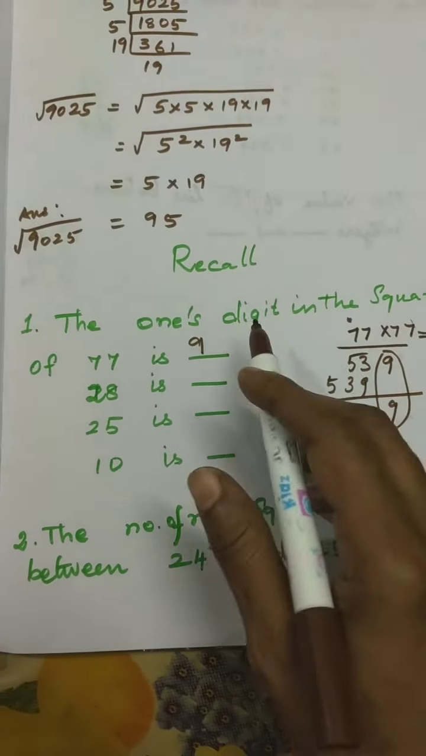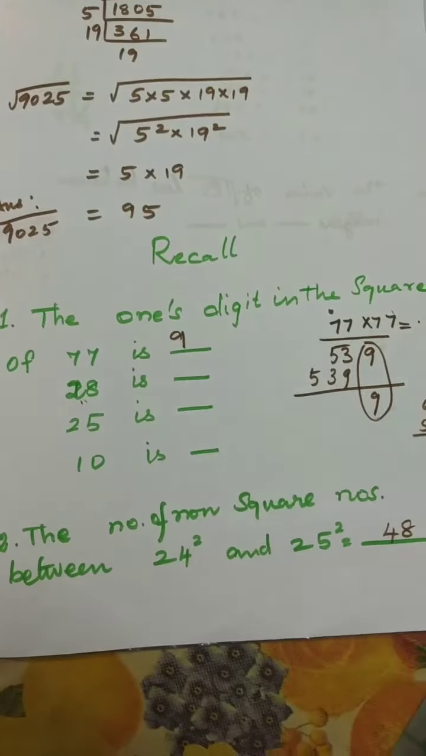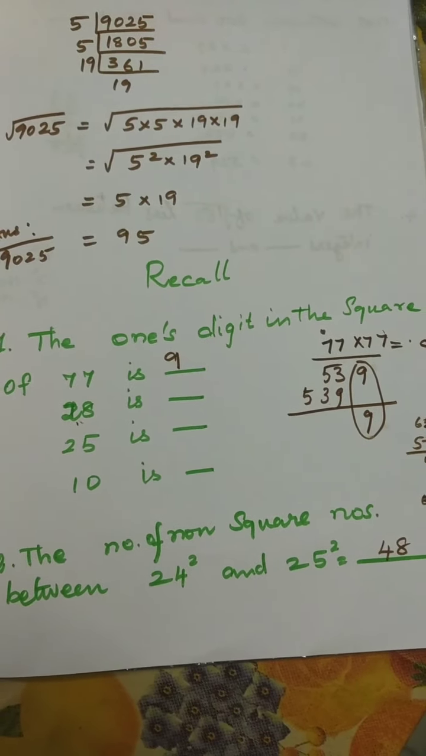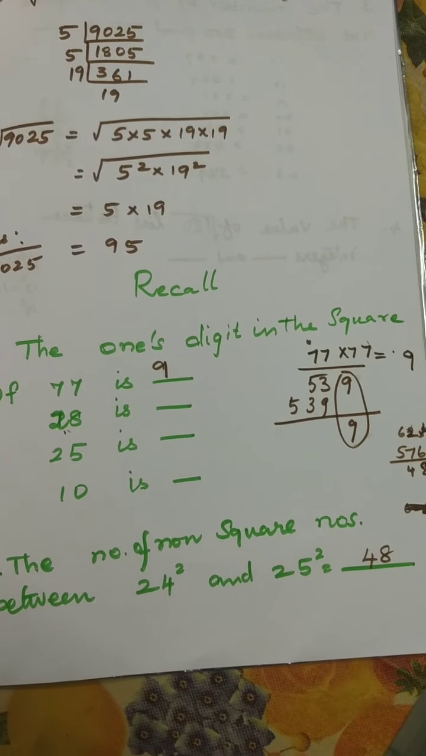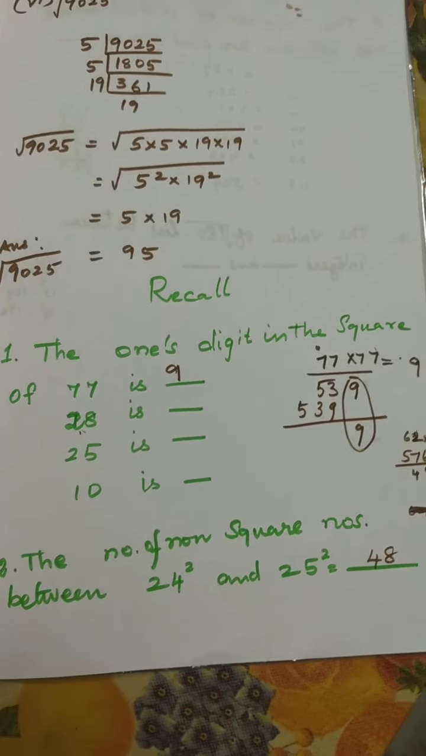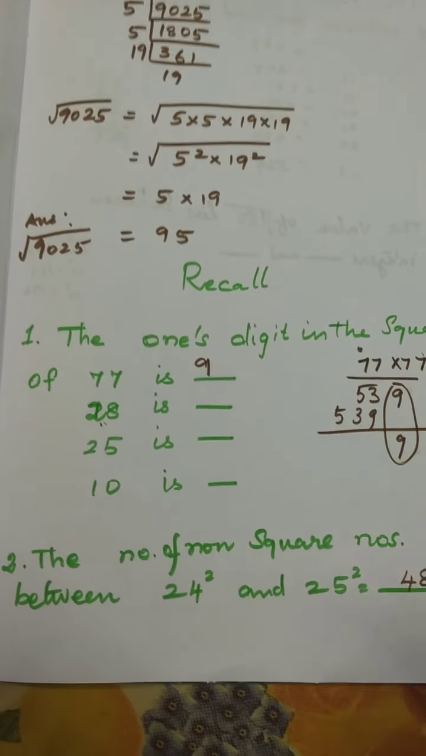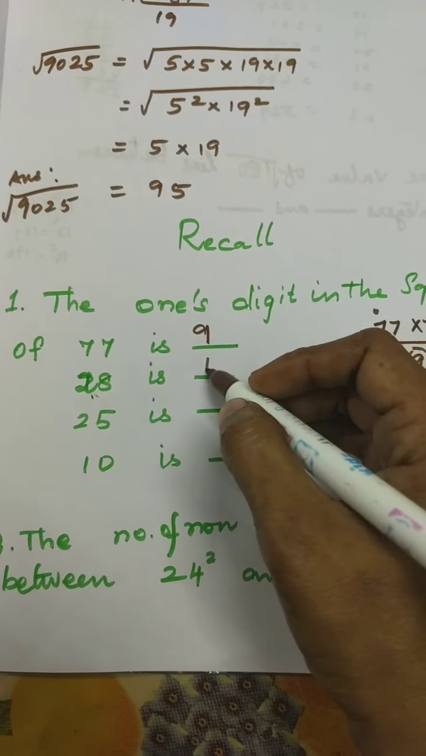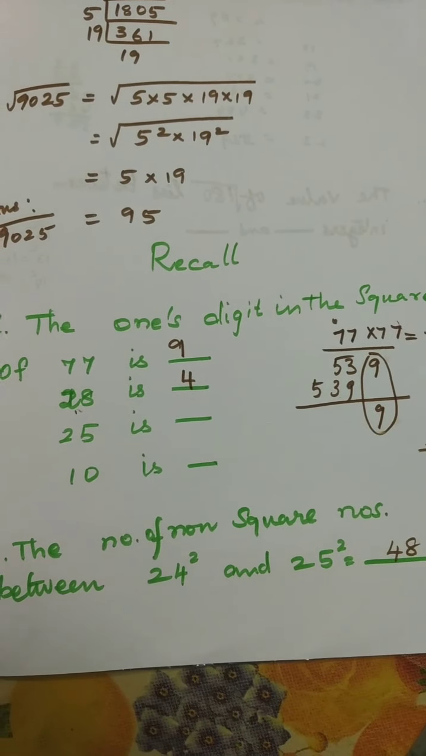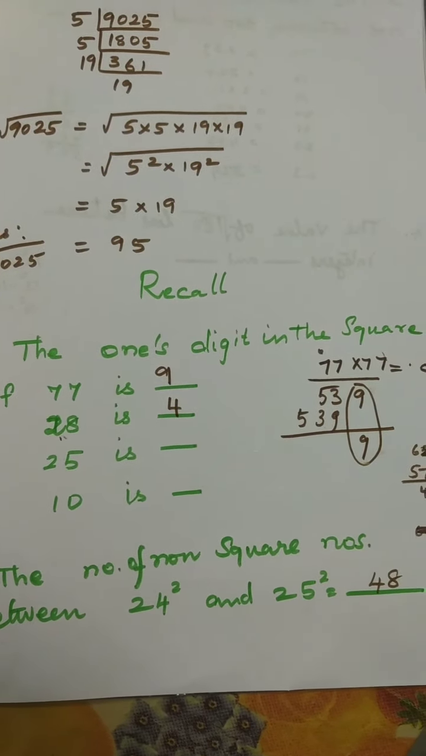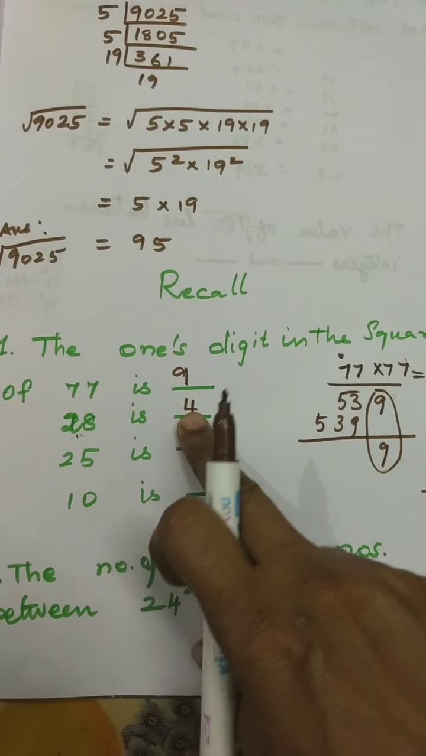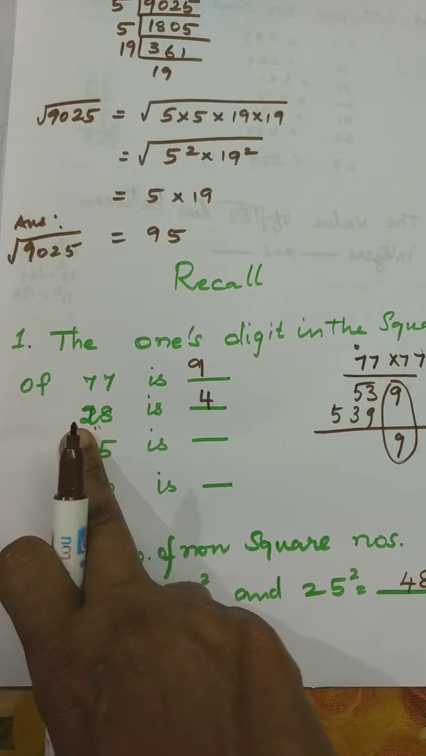Okay. Then the square of 28 is 28 into 28. 8 eights are 64. You write 4, and the remaining 6 you add to the next one. So the ones place for that is 4. Without multiplying, you have to say the ones digit of 28 square.